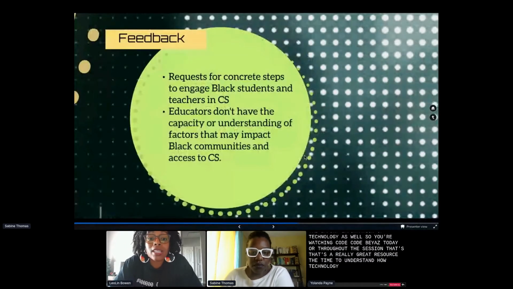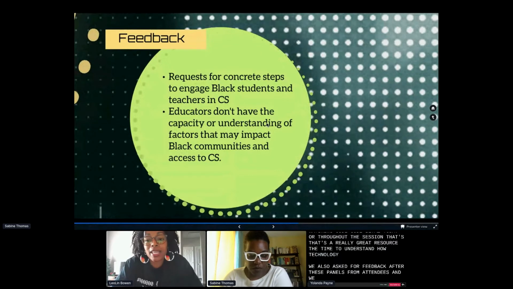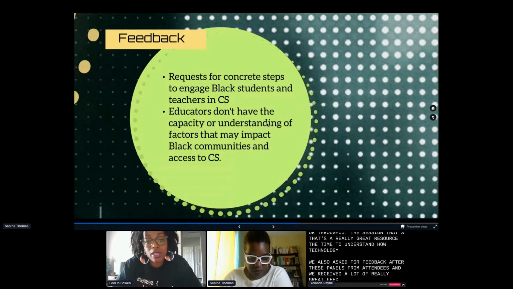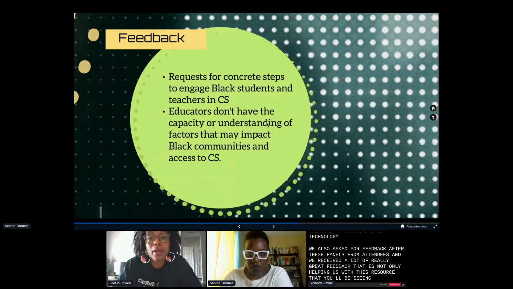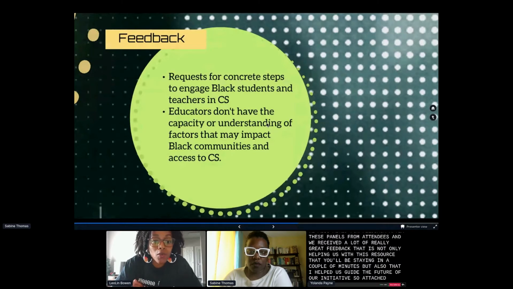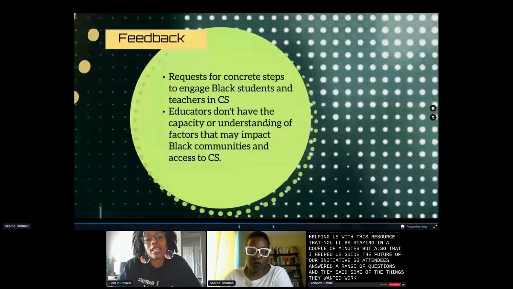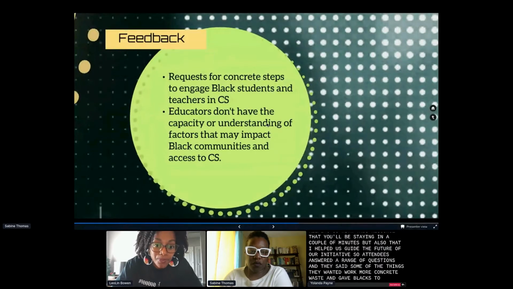We also asked for feedback after these panels from attendees. And we received a lot of really great feedback that is not only helping us with this resource that you will be seeing in a couple of minutes, but also is going to help us guide the future of our initiative. So attendees answered a range of questions, and they said some of the things they wanted were more concrete ways to engage Black students and teachers.